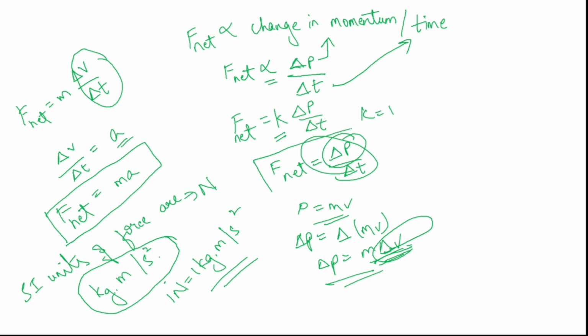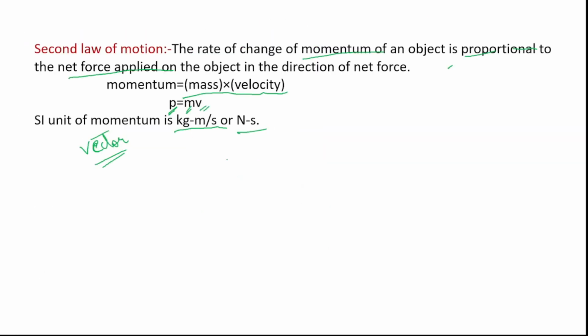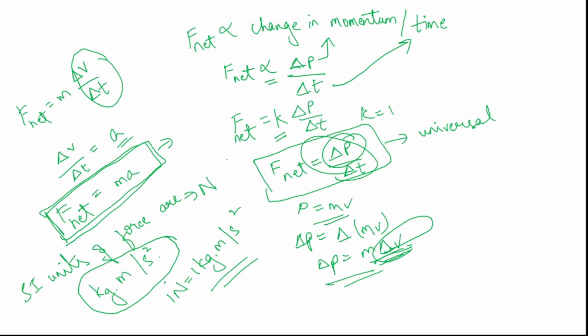So here F net equal to delta P by delta T is a universal formula. Okay. It can be applied for any system, whereas this F net equal to MA, this can be applied for situations where we have constant mass. That is the system in which we have constant mass. Okay. So what second law is saying is the rate of change of momentum of an object is proportional to the net force applied on the object. So this is what we have concluded here.